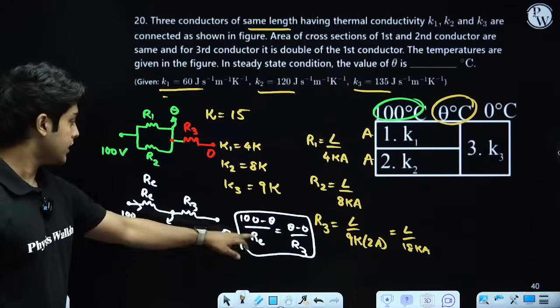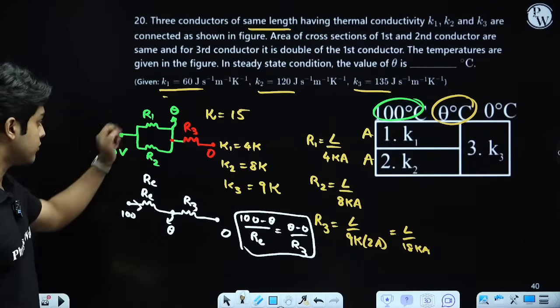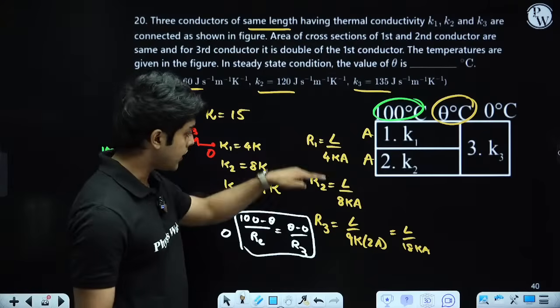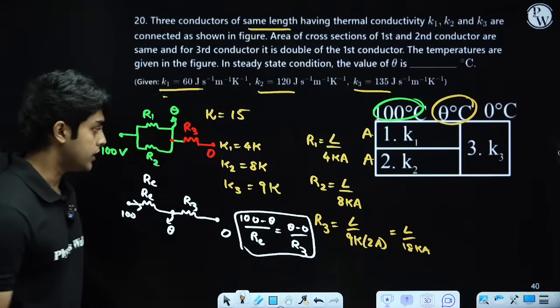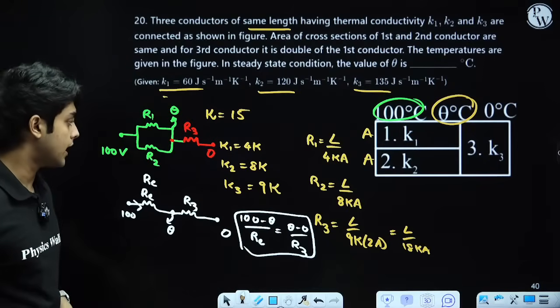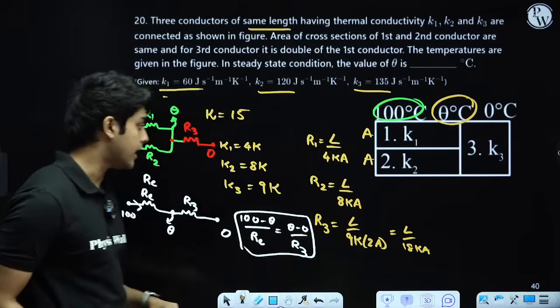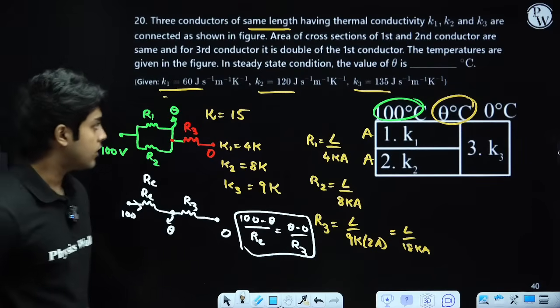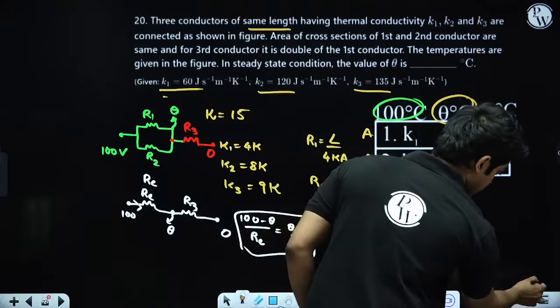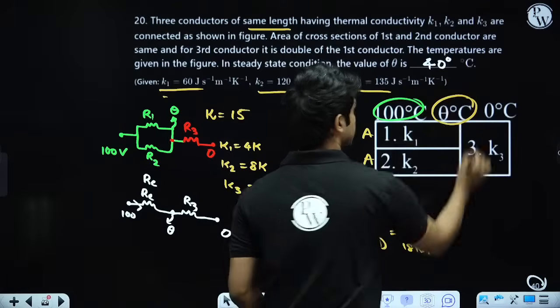Now what is Re? Re is R1 R2 by R1 plus R2, the parallel combination formula. And we calculated R1, R2, R3 here, so the L and KA will get cancelled out. That's why I said this is not a calculation problem. We don't have to individually substitute L, K and A. Now all that is left is calculations, and the final answer will come out to be 40 degrees Celsius.